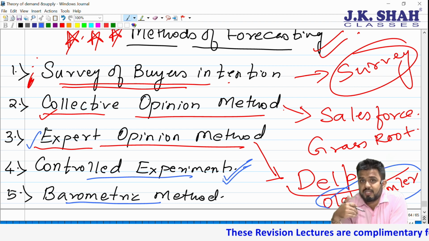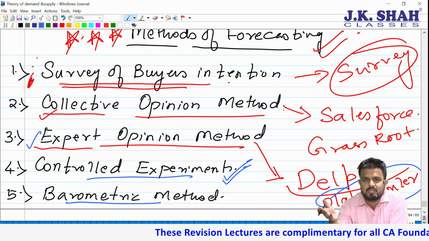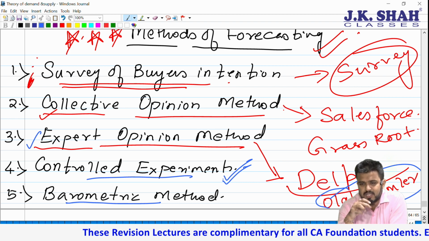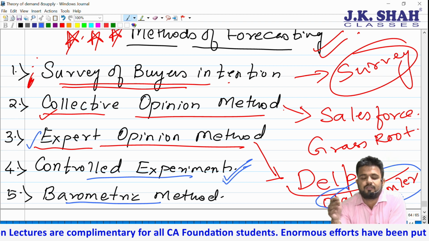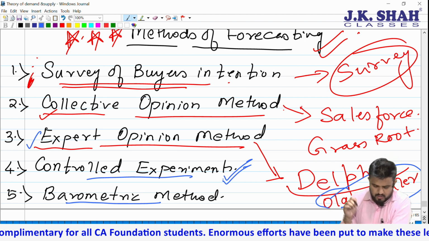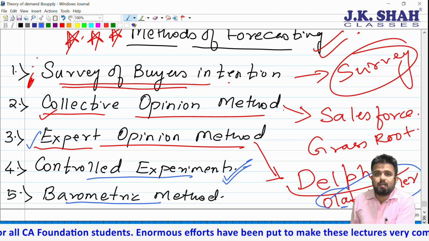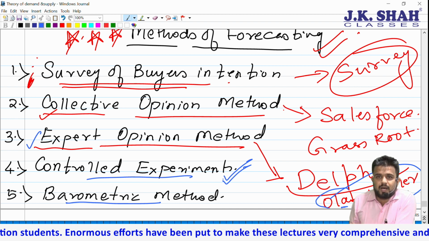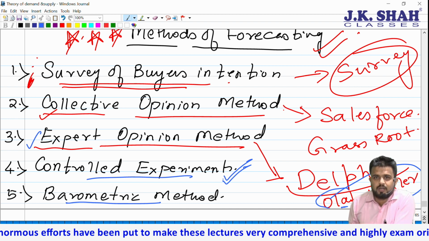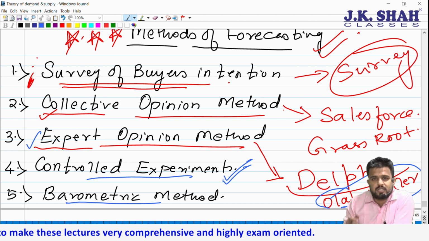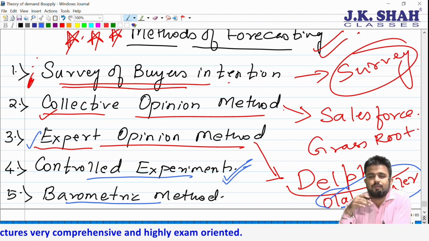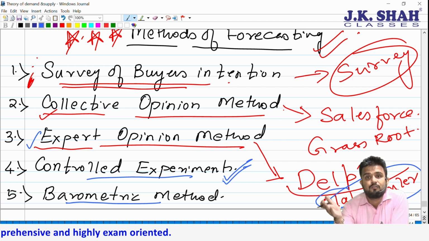Indicator which changes after the economy changes. So first is coincidental, along with the economy; leading is before the economy; lagging is after the economy. So that will come under barometric method, where past consideration is not taken, past information, past feedback is not taken. Present situation will be considered, that will help us to forecast future.